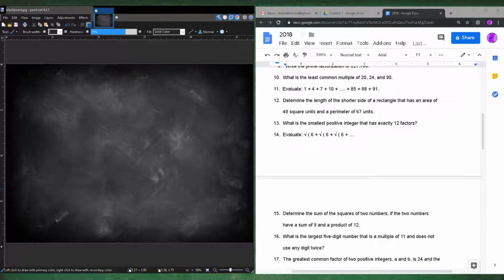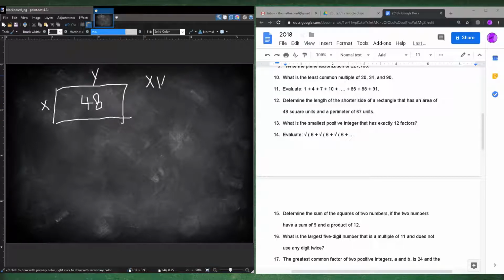Number 12, determine the length of the shorter side of a rectangle that has an area of 48 and a perimeter of 67. If it's a geometry question, just draw a picture. So let's say we have x and y, that's our two sides. Since it's a rectangle, we don't really need to label every side. They said our area is 48 and our perimeter is 67, okay?